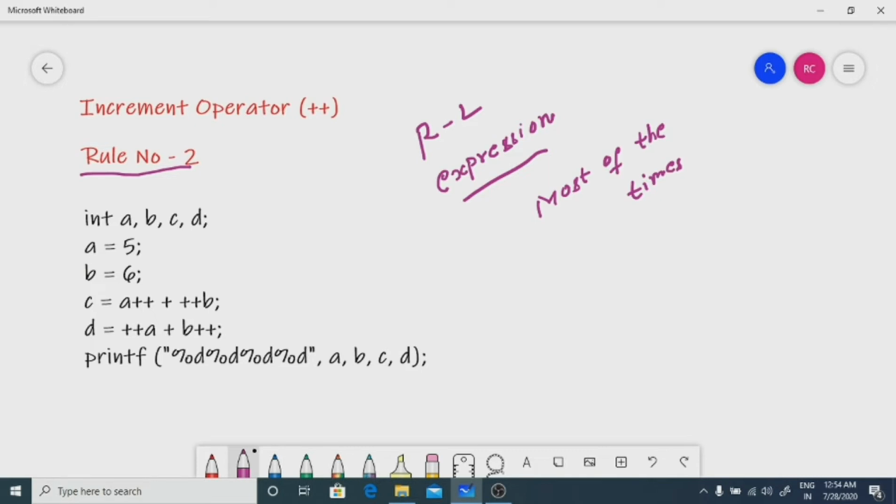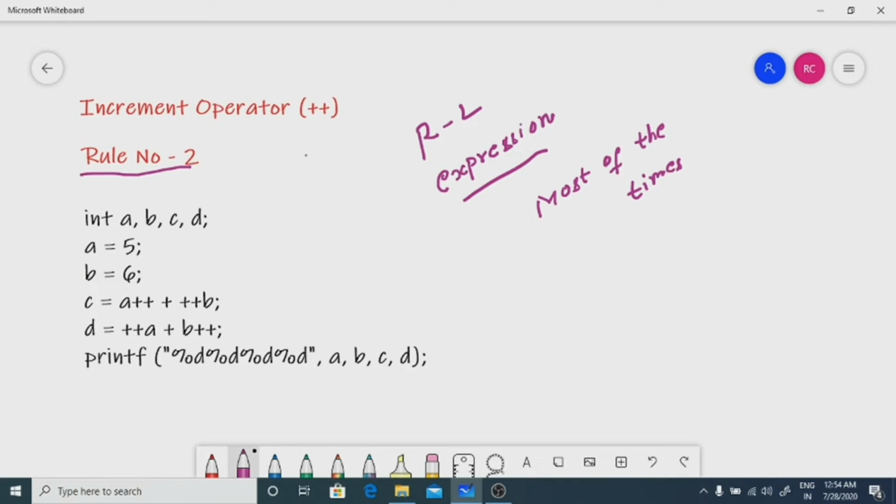Post-increment means first use the value, then increment. Pre-increment means first increment and then use the value. Now, let us trace this particular program.